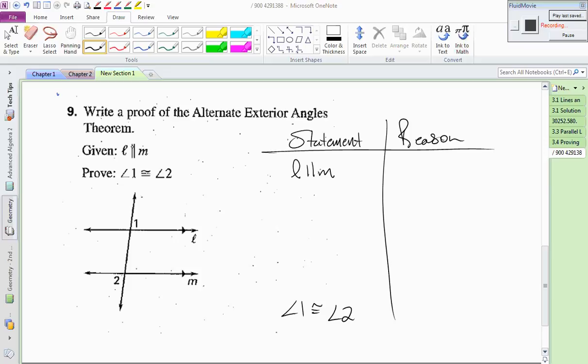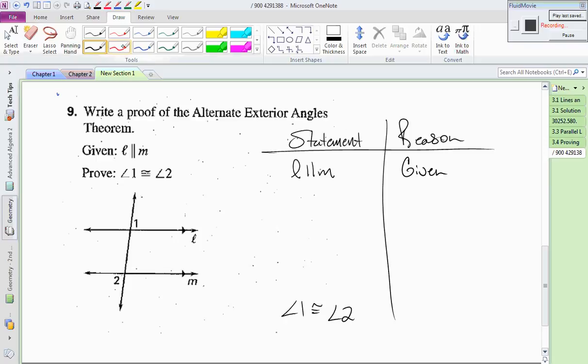It is important that we are given that line L is parallel to line M. Now that we know that, all of those special angle pairs are either going to be congruent or supplementary, depending on which angle pairs we're talking about. So as I look at this diagram, I see angles 1 and 2. Again, I can't use the alternate exterior angles theorem, but what I could use is corresponding angles.